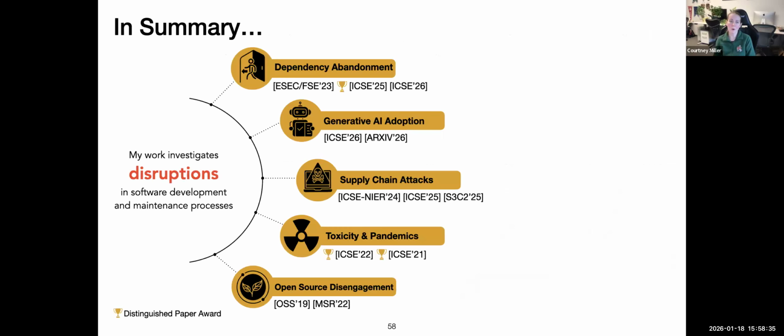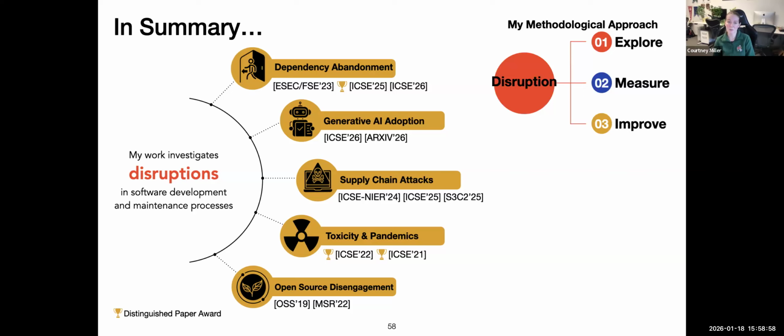In summary, my work focuses on helping developers navigate various timely disruptions. It's been recognized through 3 ACM Distinguished Paper Awards and a National Science Foundation Graduate Research Fellowship. I use my 3-step approach to go the whole mile of exploring, measuring, and improving how they navigate these disruptions. And in the future, I will leverage my approach to help study the disruptions of tomorrow. This has been a condensed look at my research.